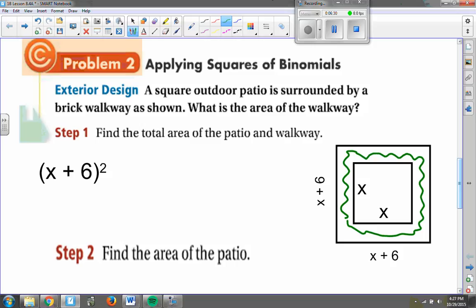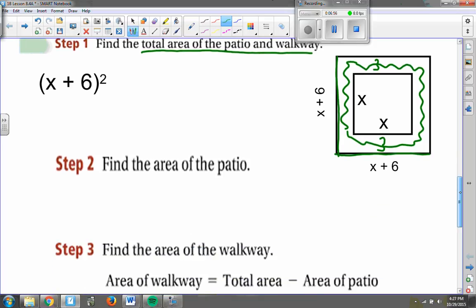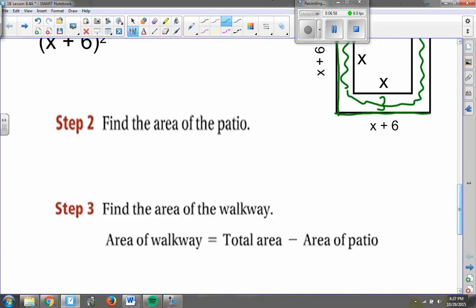Now, here's what I know. I know that the whole side length here is x plus 6, because it's 3 and 3 on the walkway, and 3 and 3 on all sides. So it's x plus 6, and my patio is just x and x times x. So my strategy for this problem is 3 steps. Step 1, find the total area of the patio and walkway all put together. Step 2, find the area of just the patio. Step 3, subtract total area minus the patio, and I will be done.